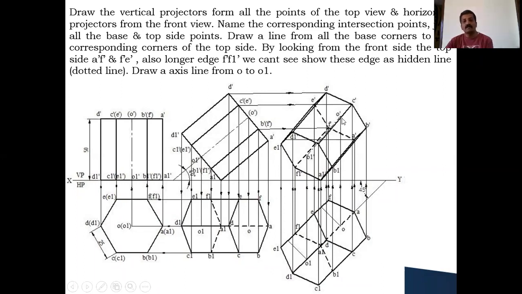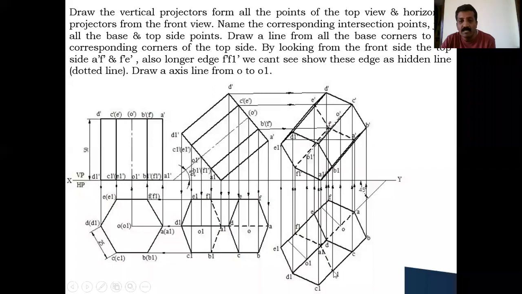So after getting all the points, you are looking from here, the front view, correct? You are looking from this direction, and the complete base you can see, which is this base A1, B1, C1, D1 and E1. You join A1 dash, B1 dash, C1 dash, D1 dash, E1 dash and F1 dash. The complete base you can see. So the base is visible.